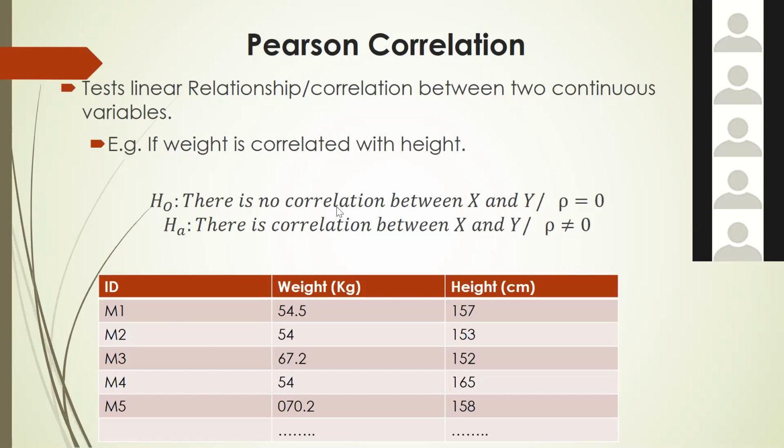So the data structure would look like this. You have ID, and then you have a variable weight and another variable height. If you want to see if there is a linear relationship between weight and height, and as you can see, both weight and height have been collected. You will see that both weight and height have been collected on a continuous scale.